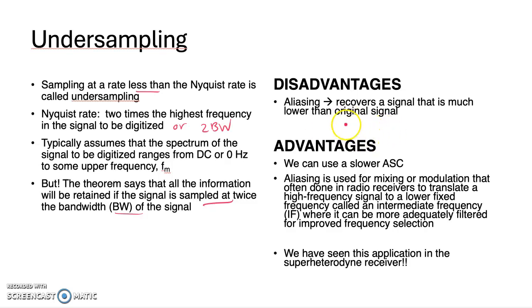The disadvantage of undersampling is aliasing. It recovers a signal that is much lower than the original signal. Most of the time it's wrong. But the advantage is that we can use a slower ADC or a filter. Aliasing is used for mixing or modulation that is often done in radio receivers. We have seen this being applied in the superheterodyne.